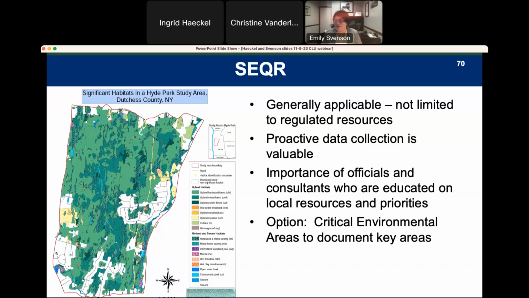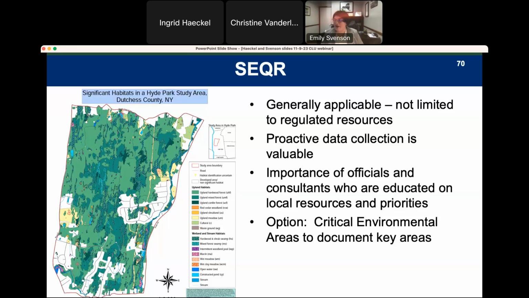If you can't do actual mapping like this, even just collecting and knowing all the resources available on online mappers and such can be a helpful tool. Also make sure that your officials and the consultants that you hire are educated on the local resources and the priorities that you have in your community. So for example, they know that you are concerned about protecting streams or wetlands.